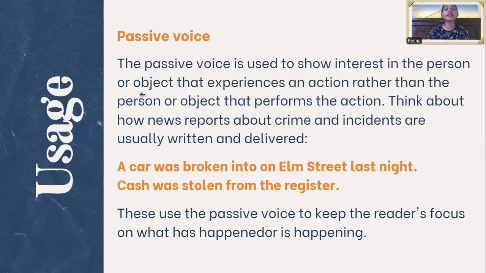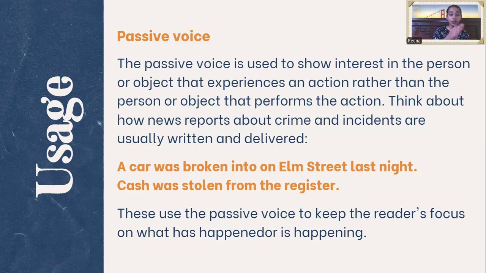The passive voice. So where do we use passive voice? Because we can't just flip the sentence, we need to know where we have to flip that sentence, right? So the passive voice is used to show interest in the person. If you want to show someone that you're interested in his or her topic or the conversation, you can use the passive voice, because that experience is in action rather than the person or object that performs the action.